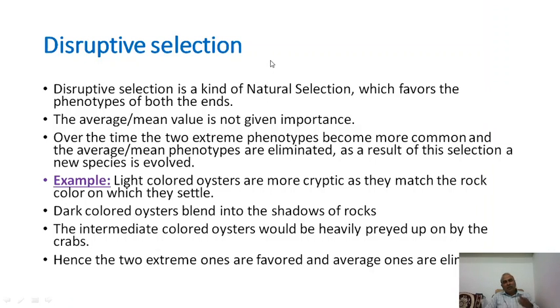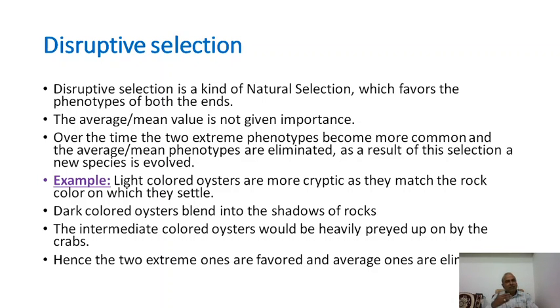And the last pattern of natural selection is disruptive selection. Disruptive selection is a kind of selection in which the mean value is not at all preferred. Average value is not at all preferred. Only the extreme values get selected. In stabilizing selection, only the average value is selected. In directional selection, the average value is shifting from end to end. In disruptive selection, the average value is not at all selected, only the extreme values are selected.